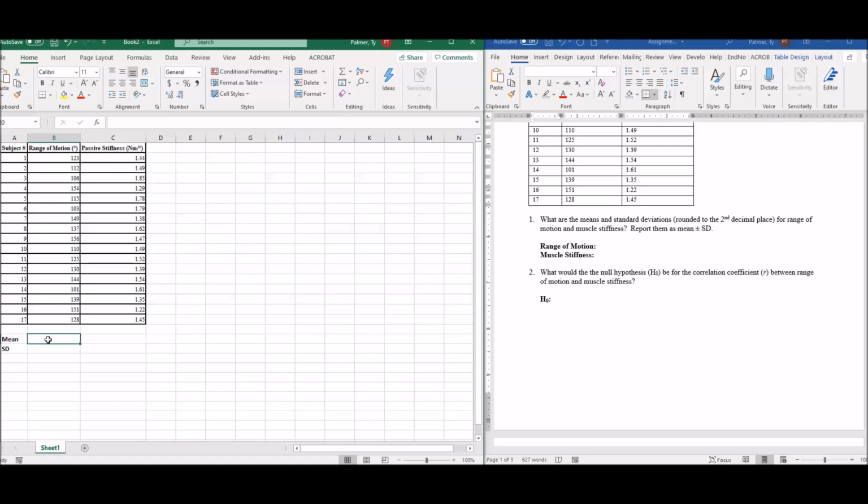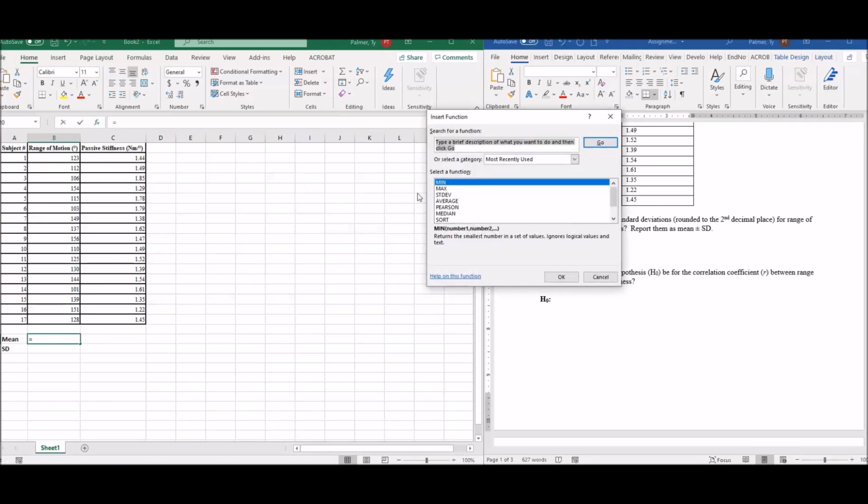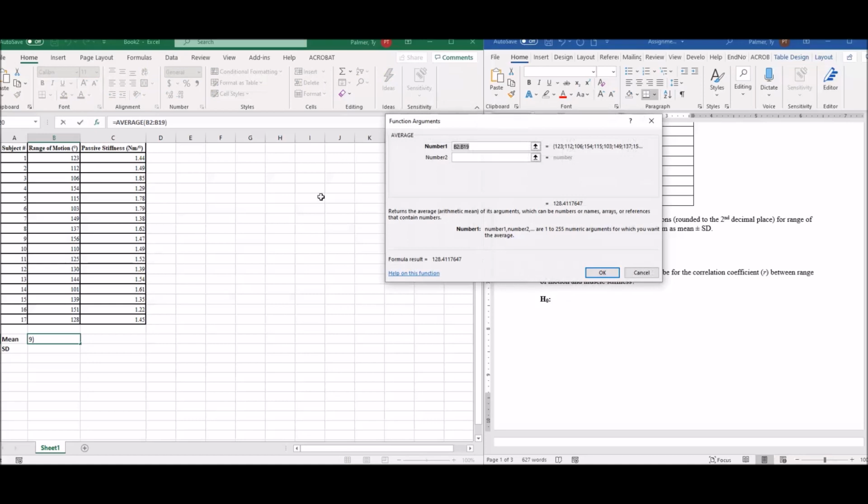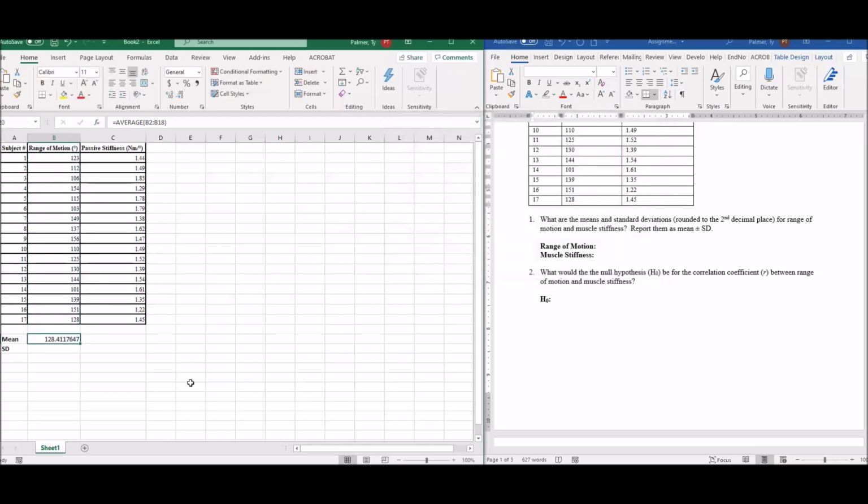In order to calculate the mean, I'm going to highlight the empty cell next to the mean. I'm going to go to function. Remember, the mean is the average. I'm going to click on average, or search for it, and then click average. Click OK. And then I'm going to highlight all of the values, all the data points. Each subject here has a data point for range of motion. I'm going to highlight all of those. And then once I do, I'm going to click OK. Okay, now I've got my mean value there.